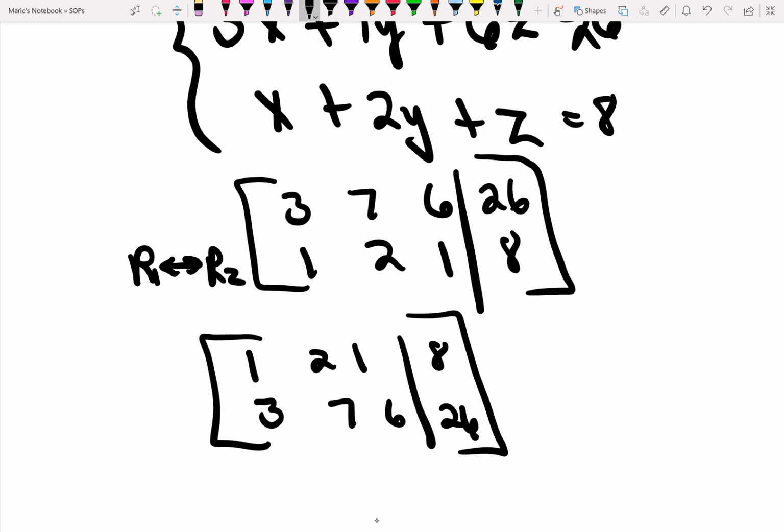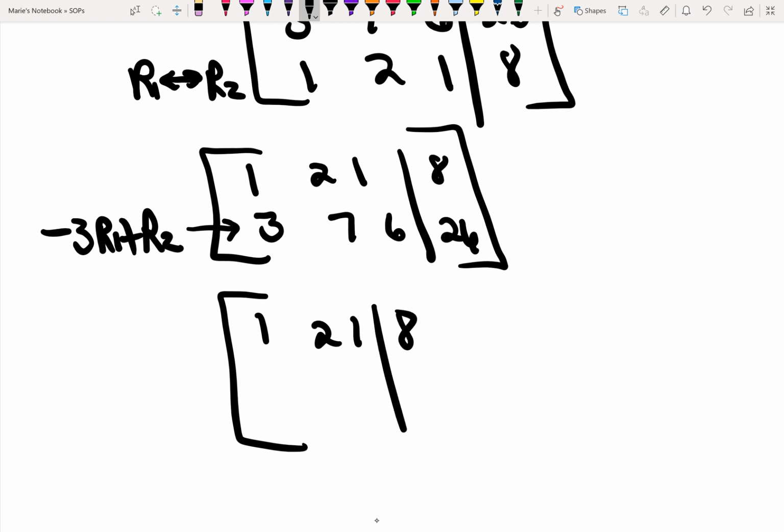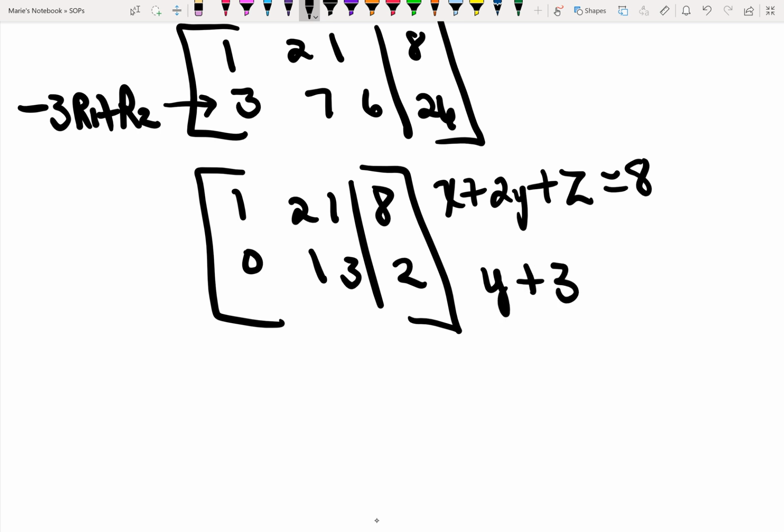And now I need a 0 here. To obtain that 0, I'm going to say, well then negative 3 times row 1 plus row 2. And this results in, again, 1, 2, 1 with the solution 8. This is 0, 1, 3, and 2. And so right now what we have is a set of equations where, for this row, 1x plus 2y plus 1z equals 8. And here I have y plus 3z equals 2.